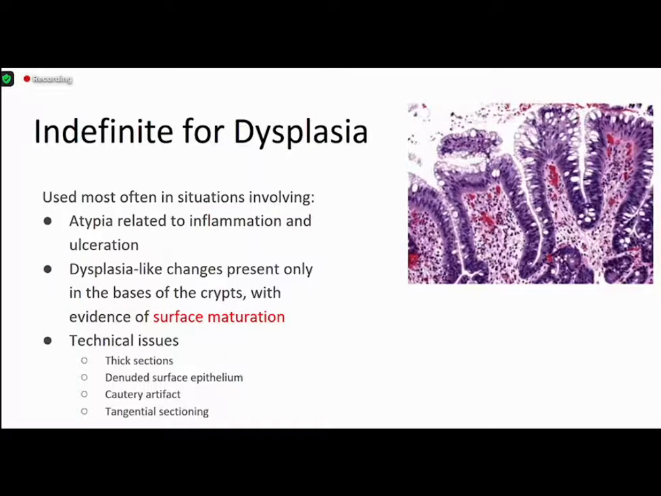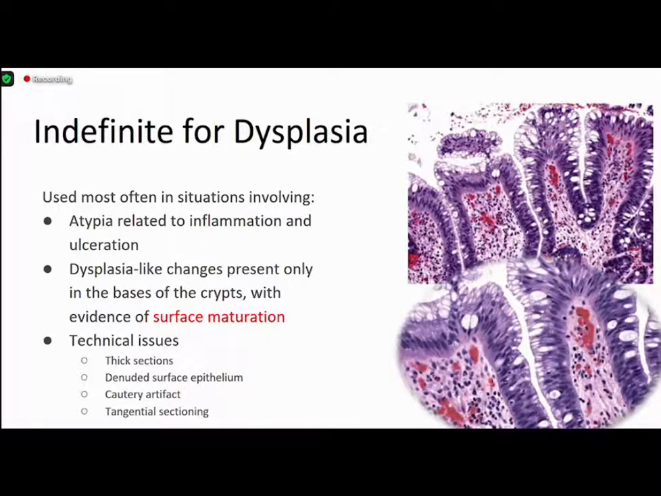So now we will talk about indefinite for dysplasia. Indefinite for dysplasia is a sort of temporary category, and it's used when you see a little bit of revved up epithelium, but there's a lot of background inflammation and ulceration present. More importantly, these changes are not typically involving the surface epithelium, meaning that surface maturation is still preserved. So here's a picture where we can see that the epithelium looks crowded, but there is still mucin present, and on high power we can appreciate that there is a lot of inflammation. Therefore we won't outright call it a dysplastic lesion.